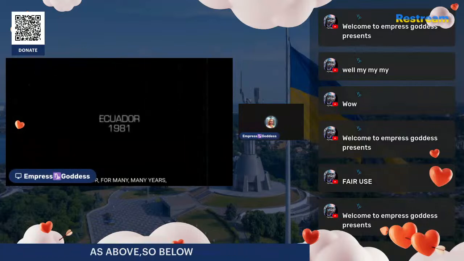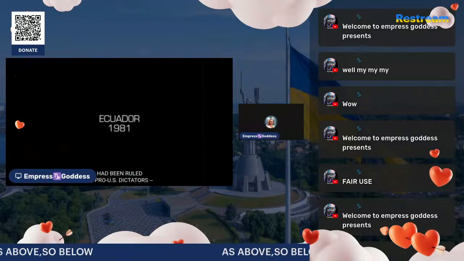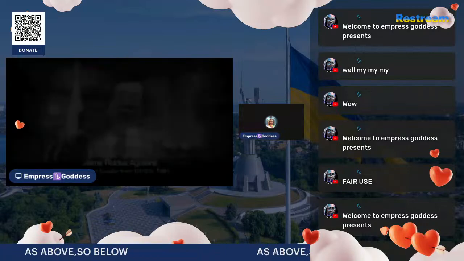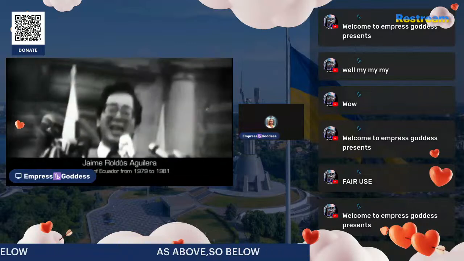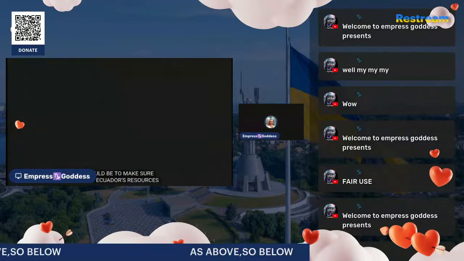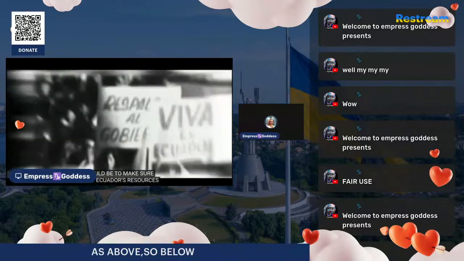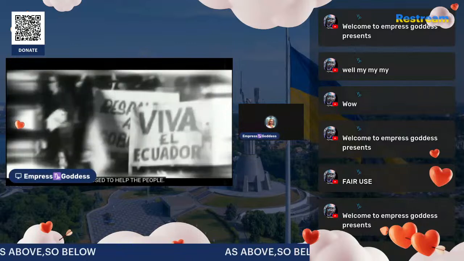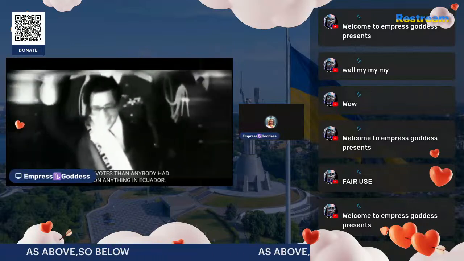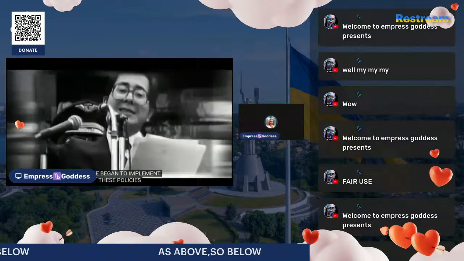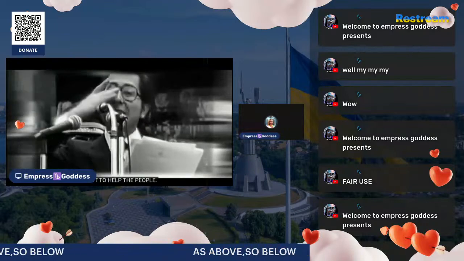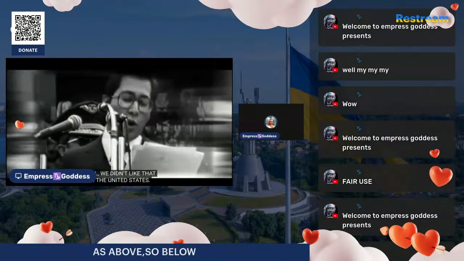Ecuador for many, many years had been ruled by pro-US dictators, often relatively brutal. Then it was decided that they were going to have a truly democratic election. Jaime Roldos ran for office. And his main goal, he said, as president would be to make sure that Ecuador's resources were used to help them. And he won overwhelmingly, by more votes than anybody had ever won anything in Ecuador. And he began to implement these policies to make sure that the profits from oil went to help the people. Well, we didn't like that in the United States.